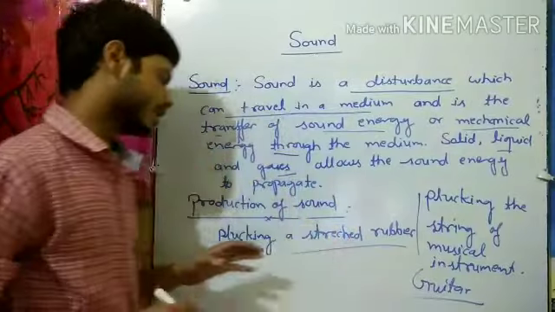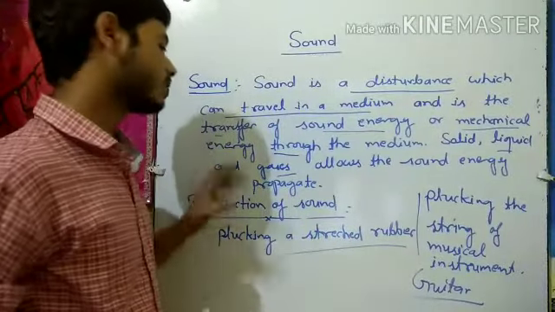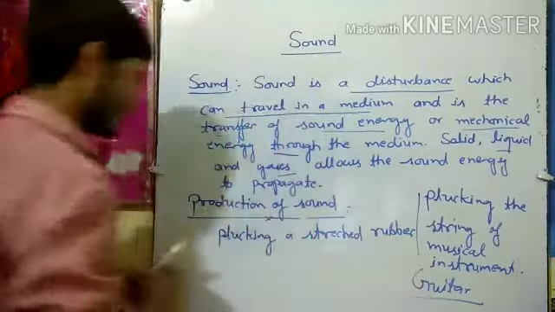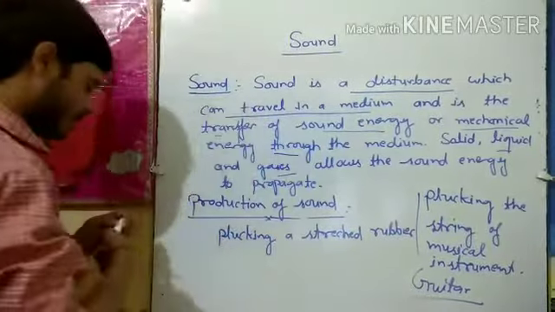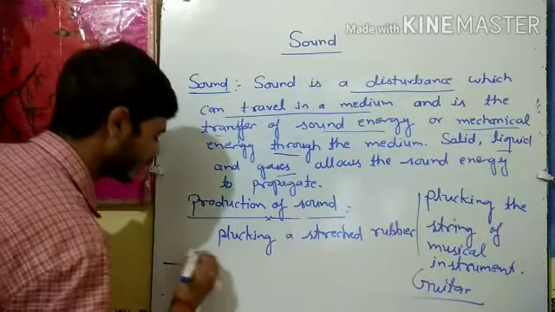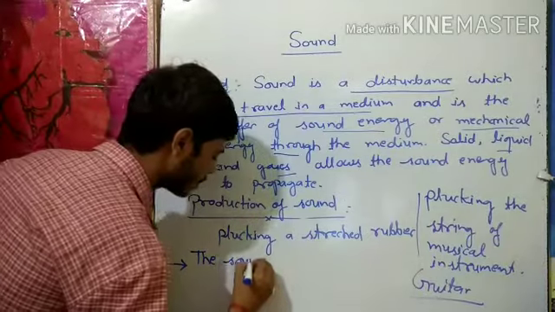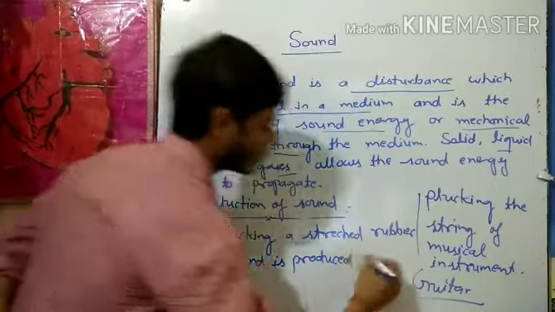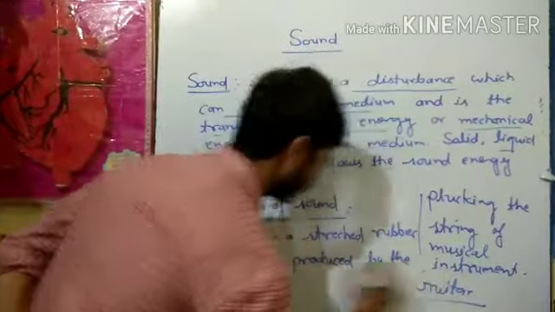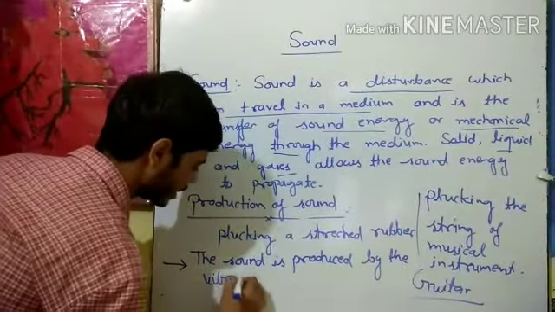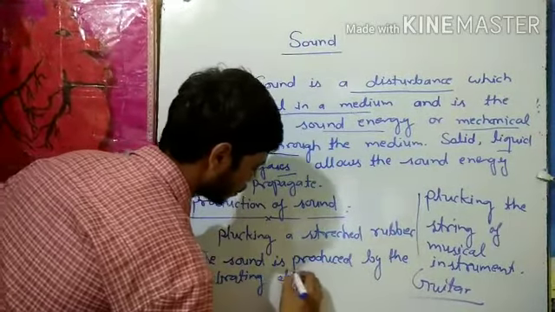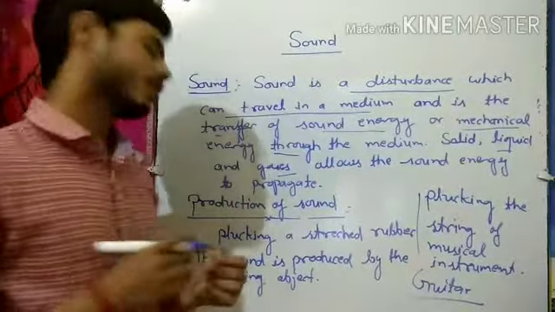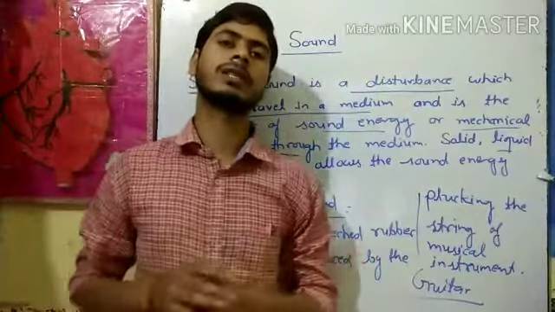So we can say that the production of sound, how the sound is produced: sound is produced with the help of the vibrating object, or we can say with the help of vibration. So we write here: the sound is produced by the vibrating object. Now take one more example.